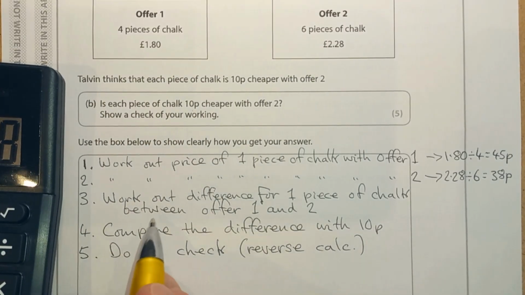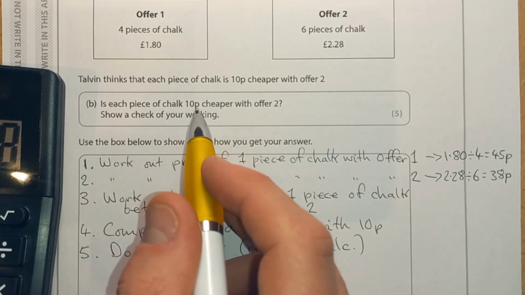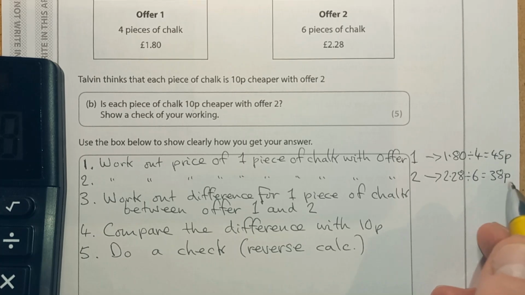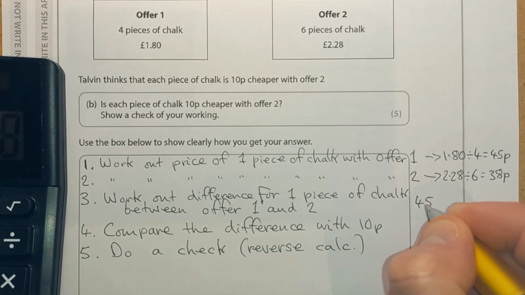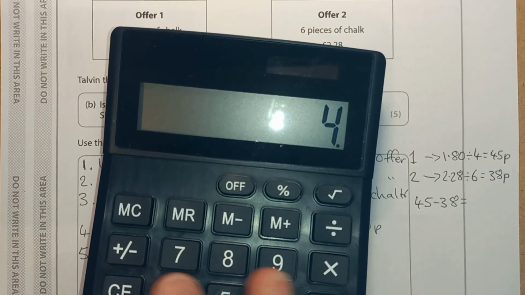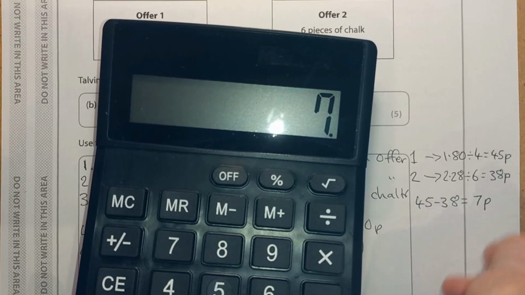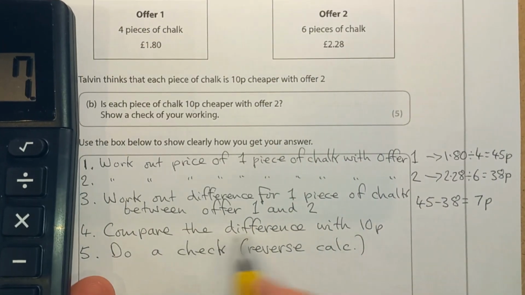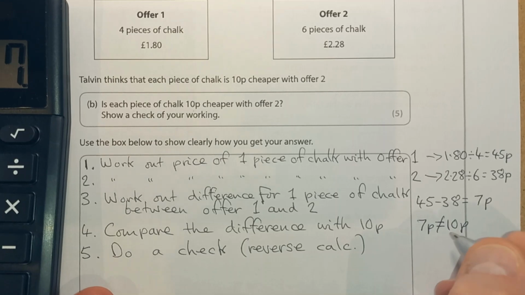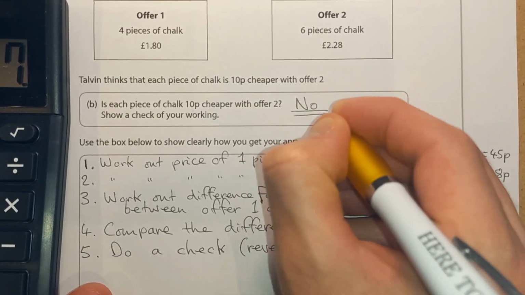And step 3, we said work out the difference. First of all, they said, is each piece of chalk 10p cheaper with offer 2? Offer 2 is certainly cheaper because 38 is smaller than 45. The actual difference is going to be 45 minus 38. Because we're working in pence, I don't need the decimals. I can just say 45 minus 38. We've got 7p, so that's the third step. Then we compare it with 10p. 7p is not equal to 10p. So is each piece 10p cheaper with offer 2? No, it's not.